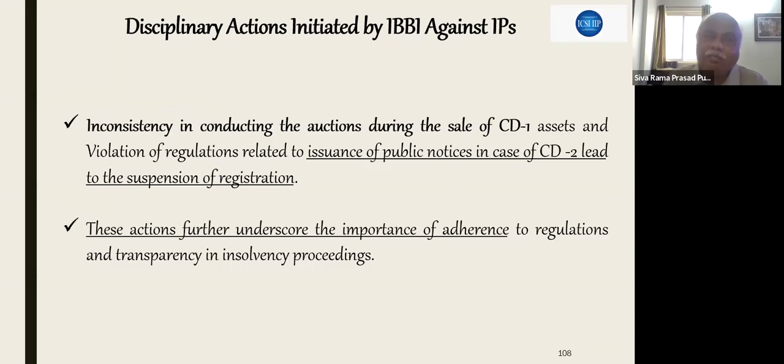Learning lessons. Inconsistency in conducting the auction during the sale of CD1 assets and a violation of regulations related to the issuance of public notices in CD2 led to suspension of registration. These actions further underscore the importance of adherence to regulation and transparency in insolvency proceedings.